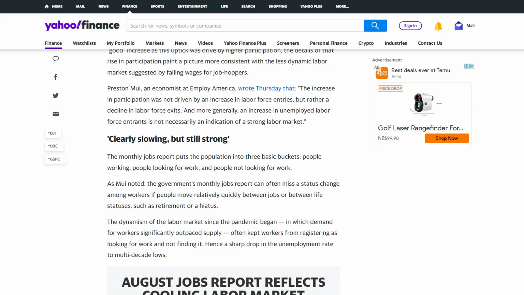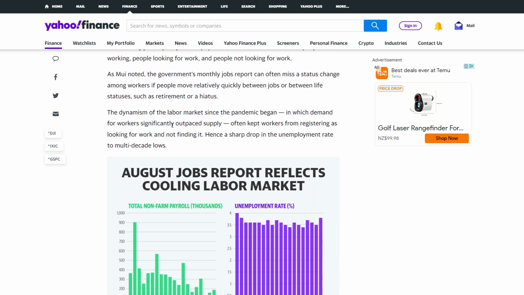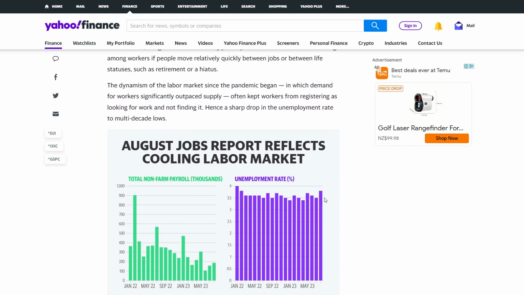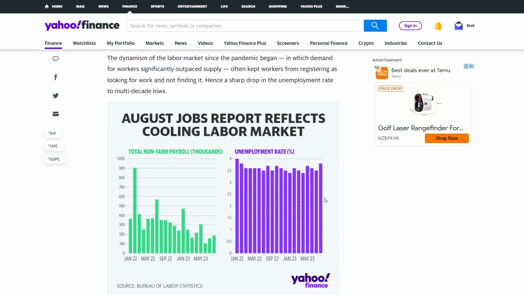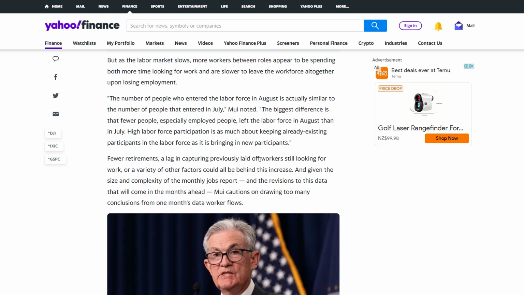And basically the jobs market is like this headline here. It's clearly slowing, but it's still strong. So it's been showing some signs of softness. We did get that bump up in the unemployment rate. It is now above the 20-month moving average, which is a key recession indicator. And we're seeing non-farm payrolls continue to trend downwards as well. So things could be on the verge of turning here in the labor market.